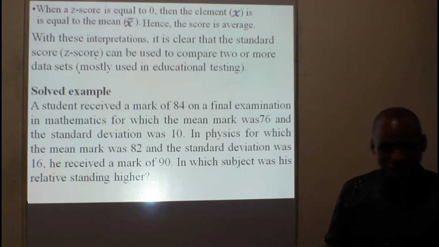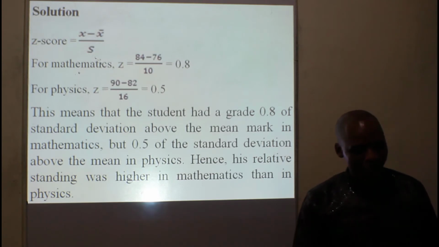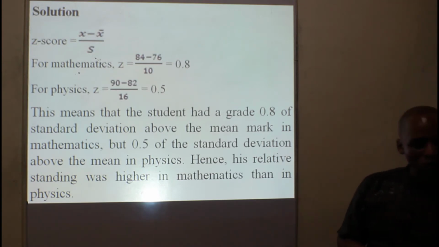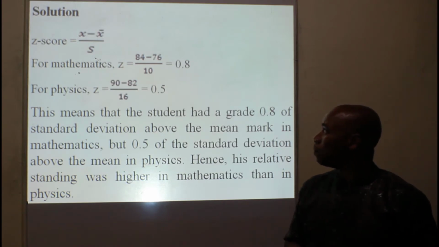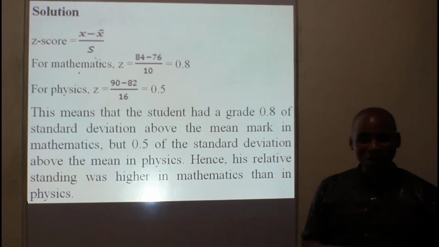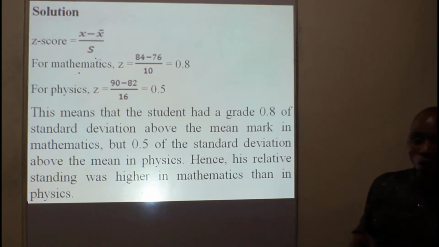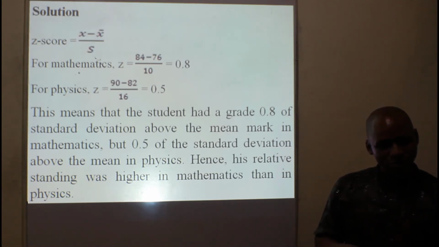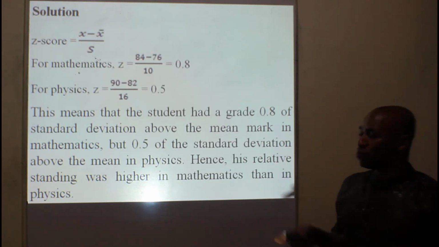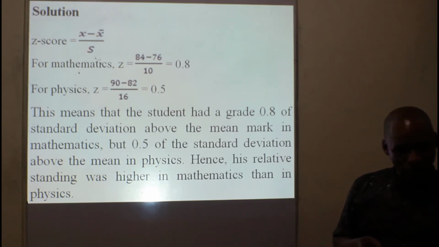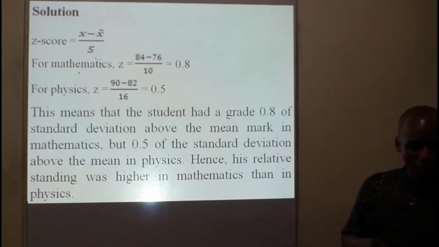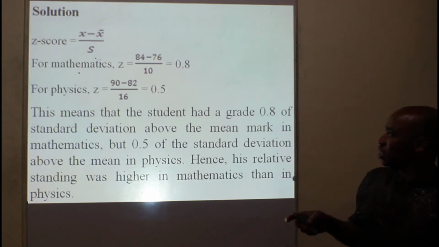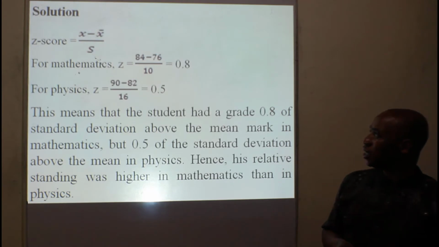First, we need to find the z-score of the various subjects. So if you consider the z-score of the student in mathematics, it will be z equal to 84 minus 76 all divided by 10. That is, 84 is the score of the student, and 76 is the mean score of all the mathematics scores of the students, and 10 is the standard deviation. So with this calculation, we will end up getting 0.8.